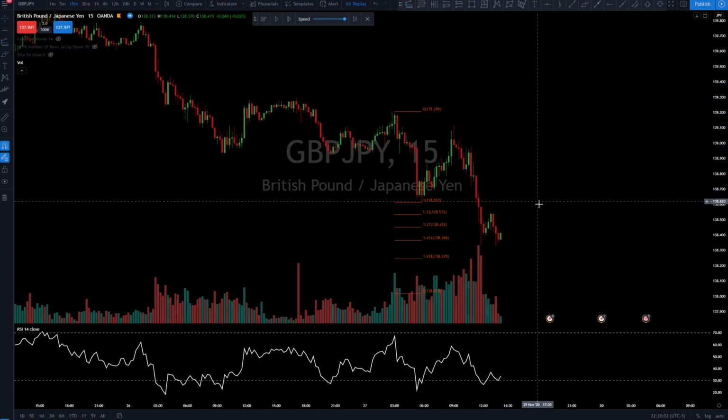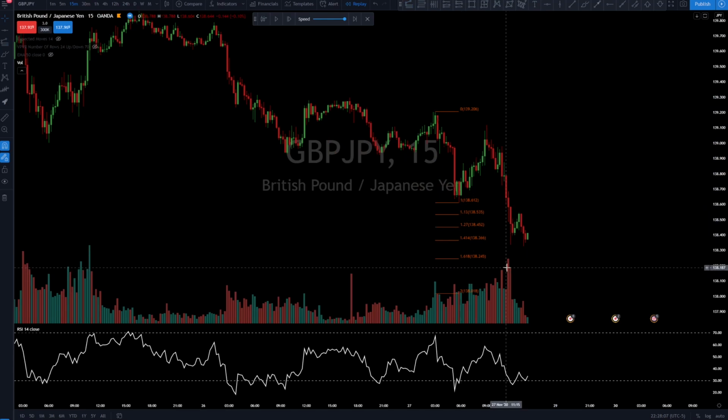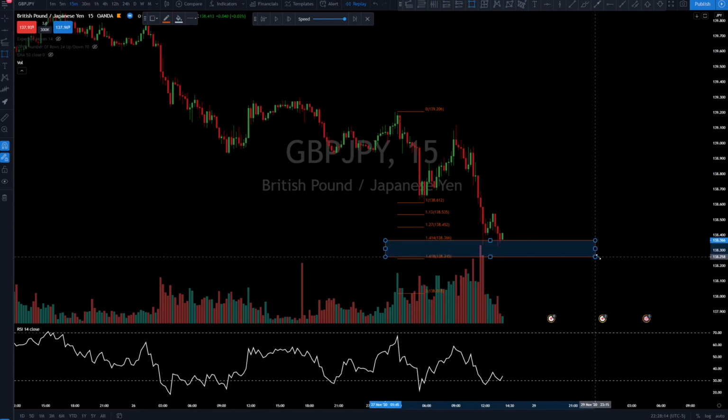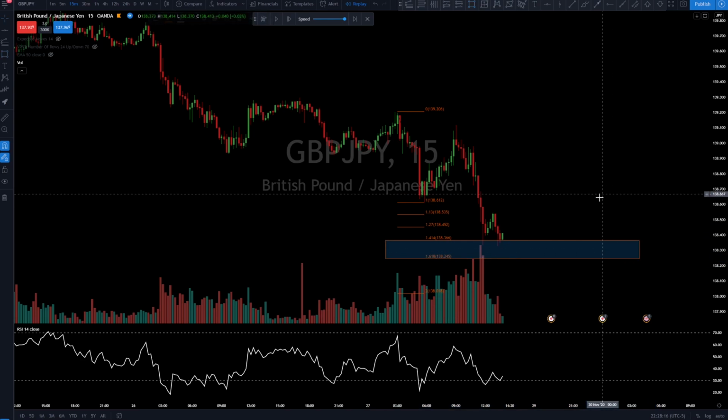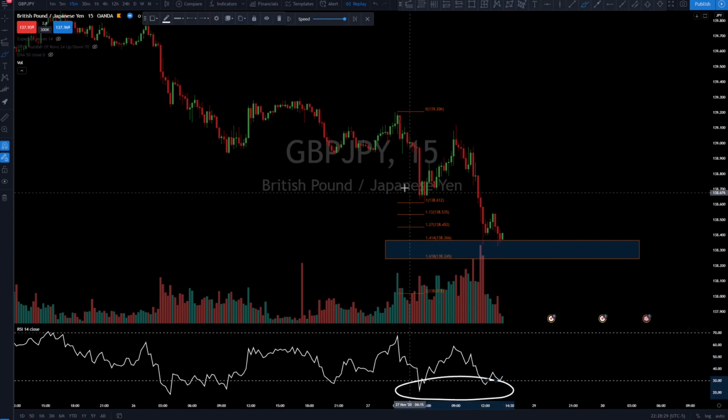Now what we want to do is the following. We want to look for RSI divergence that is between this 1.414 Fibonacci extension and the 1.618. So we're just going to take our box tool and make a zone out of that. This is what's going to help you identify where price is likely to turn around when you identify RSI divergence.